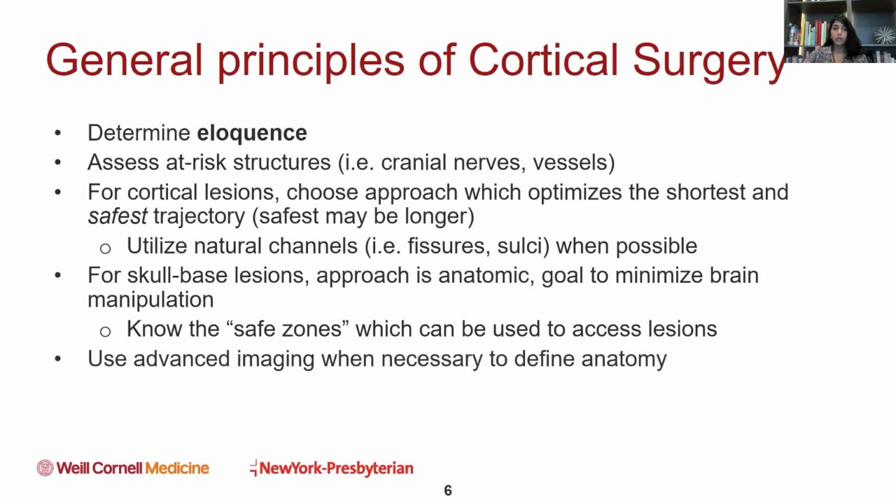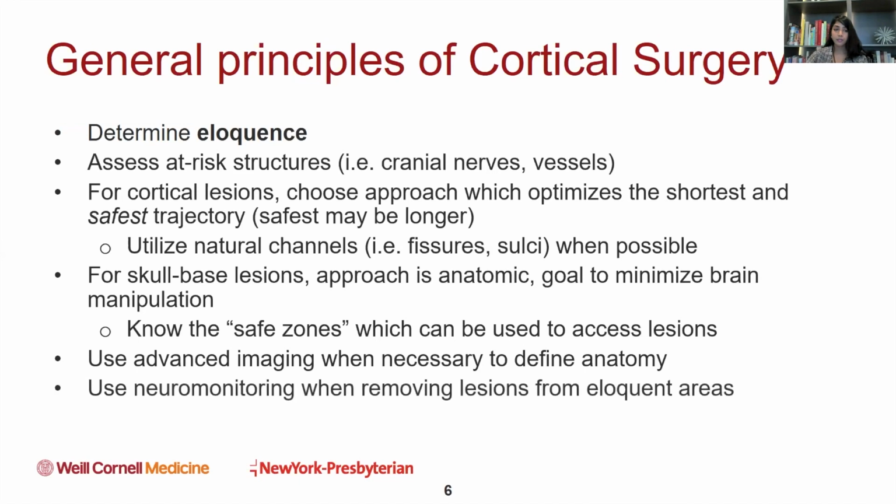So using advanced imaging is really important. When we're not sure what the anatomy is or where the eloquence is, we can use advanced imaging in order to get a better picture of both the functional tracts and also where in any given individual we think the functional cortex is.